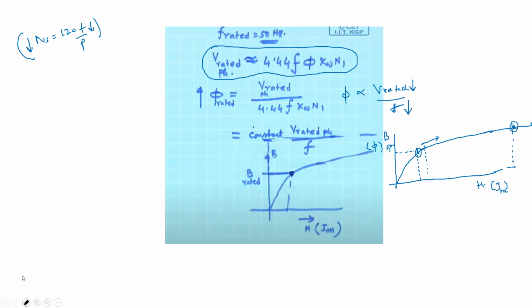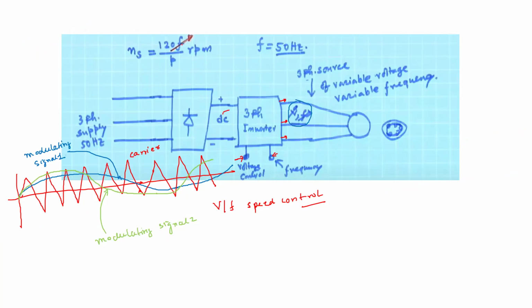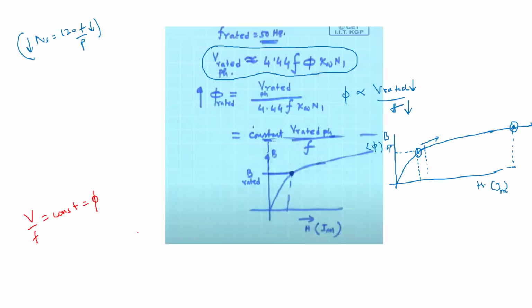So what we want to do is keep V by F constant, such that phi is constant. That is why when you are varying the frequency of the supply, you also have to vary the voltage of the AC supply. Okay. Otherwise this V by F will not be constant, and phi may go to the saturation region for the low speed cases, and it will draw huge current, damaging the machine. That is why, to avoid that, you keep V by F constant.